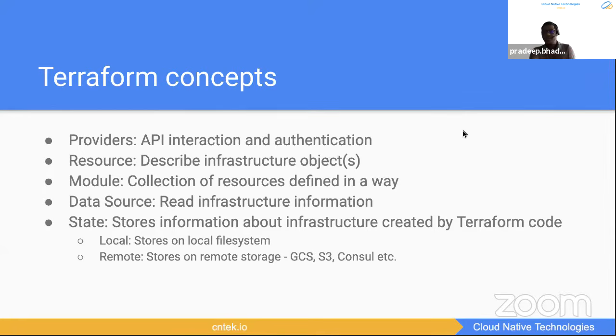Resource is a fundamental concept in Terraform. A resource means an object I want to create, an infrastructure object, maybe on a cloud or using some provider. For example, a VM instance could be a resource or a GCS bucket could be a resource. If I'm managing a GitHub repository, a repository could be a resource.